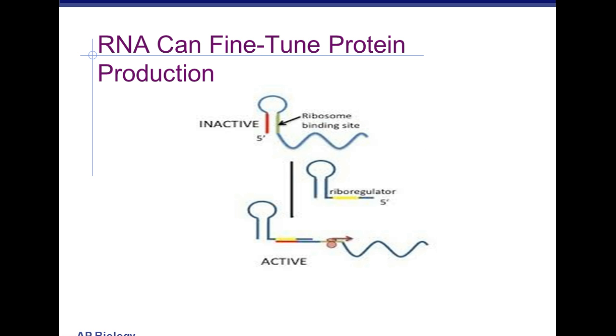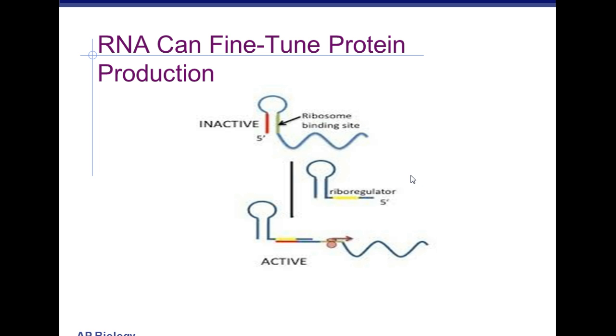Now, there are a variety of RNA molecules that help the cell to fine-tune when, where, and how much of a particular messenger RNA molecule, and by extension, a particular protein is made. Write in your notes that regulatory RNAs can act on just about every step of the protein production process, and that some RNAs called riboregulators, write that down, riboregulators, you see it right here.